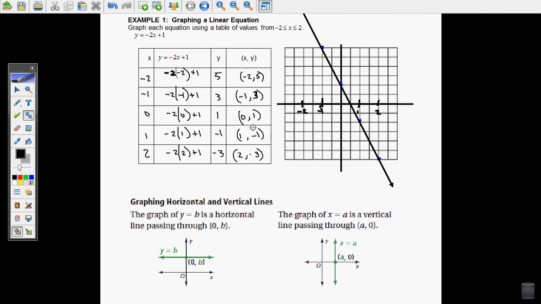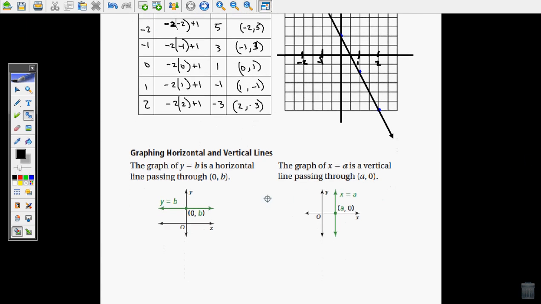Right, I'm simply choosing x values, plugging them in, and getting coordinate points x, y. Now, there are different things. Like this came out diagonally. Some come out horizontally or vertically. And that'll happen when your equation says something like y equals a number, say y equals 3, or x equals something like 2. Where it says y equals 3 would be a horizontal line at 1, 2, 3. This one, x equals 2, would be a vertical line at 1, 2.